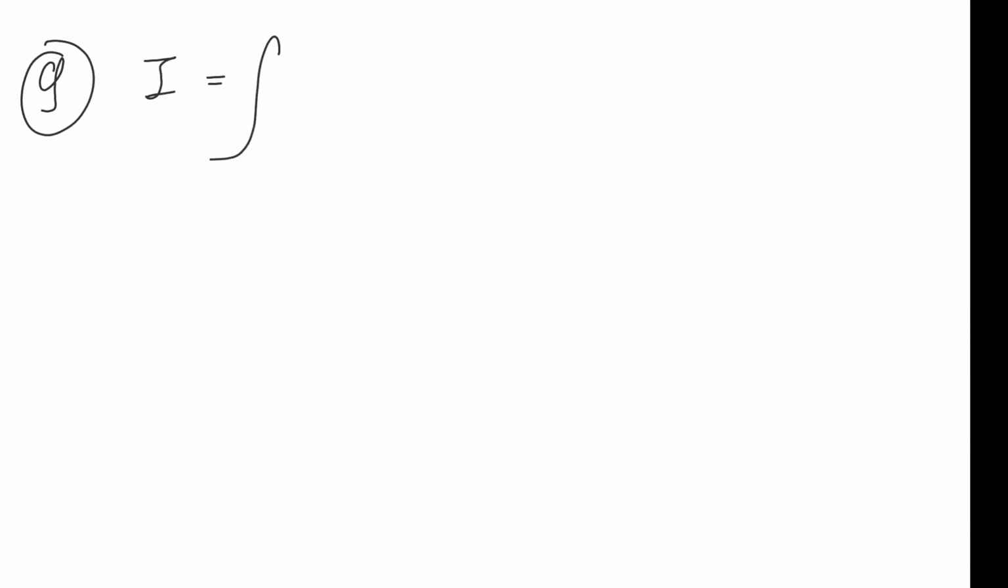Integration of 1 upon 1 plus cos x dx. Now try to understand, whenever there is 1 plus cos or 1 minus cos in the denominator, make it a rule for yourself: we'll just apply the half angle formula, or double angle formula, as you say.